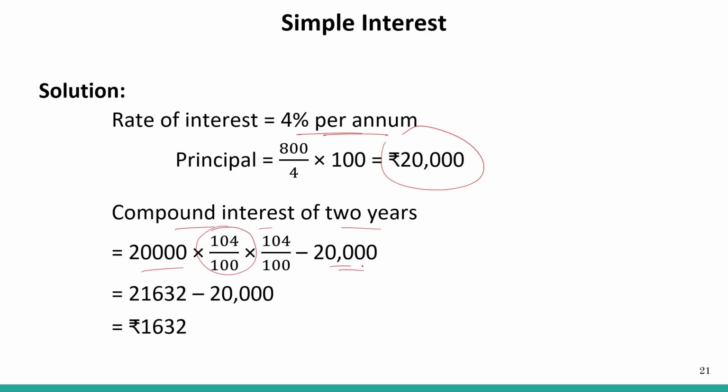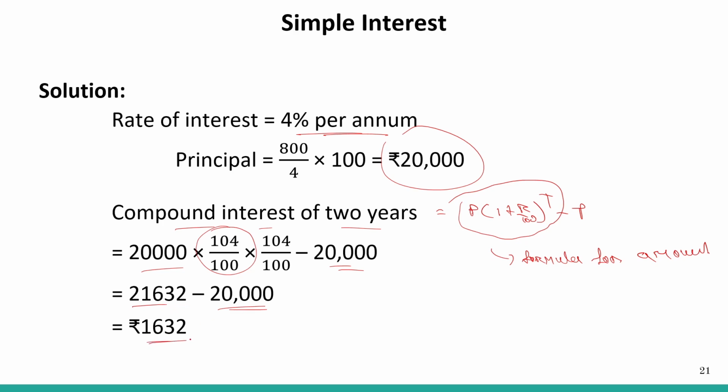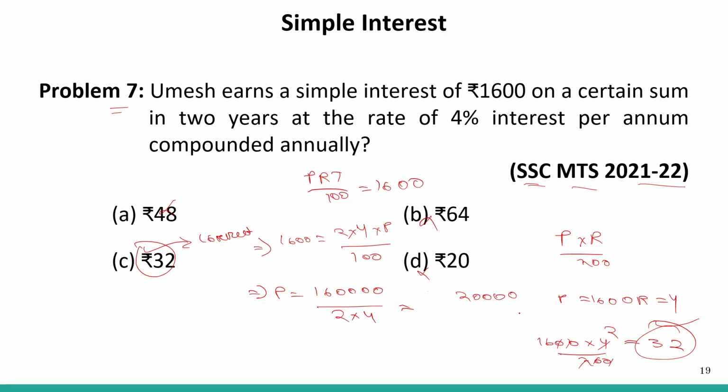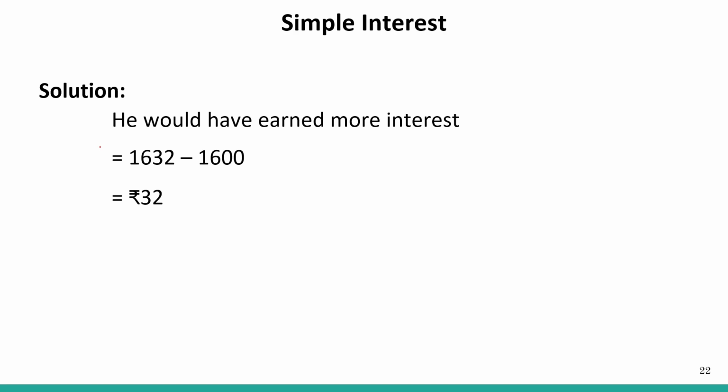That is equal to amount minus 20,000 is equal to compound interest, because CI is equal to P into 1 plus R by 100 whole power T minus P, right? Because this is the formula for amount. That is 21,632 minus 20,000, and it will be 1632. So this solution has been done in the formal way, but this is what we have done in the shortcut trick. So what we have earned more interest is 1632 minus 1600 is equal to 32.